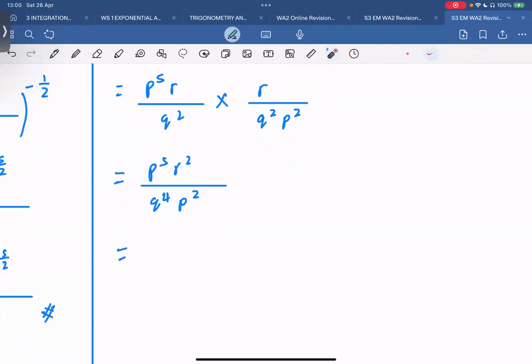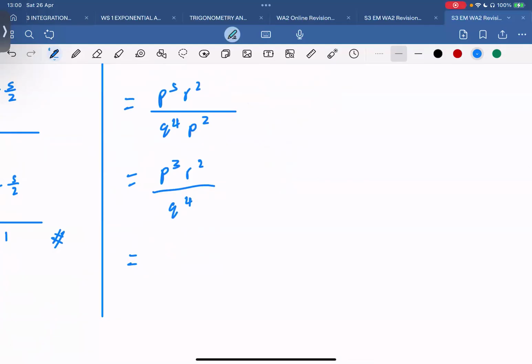Okay, then we can further simplify. P to the power of 5 and P squared will be left with P cubed. Lastly, convert it back to negative index form. So all we have to do is to flip the fraction again. So we have q to the power of -4 over p to the power of -3 r to the power of -2.